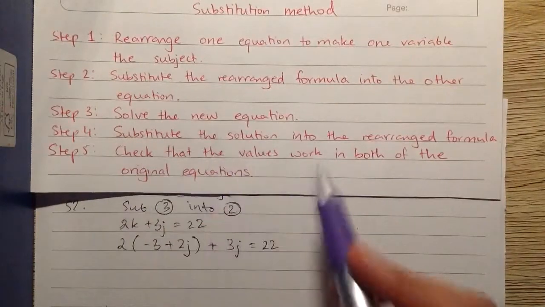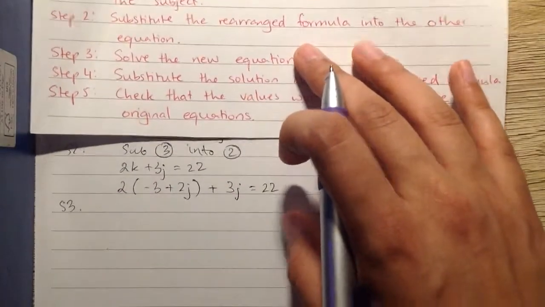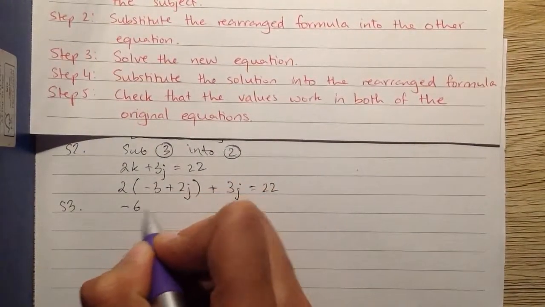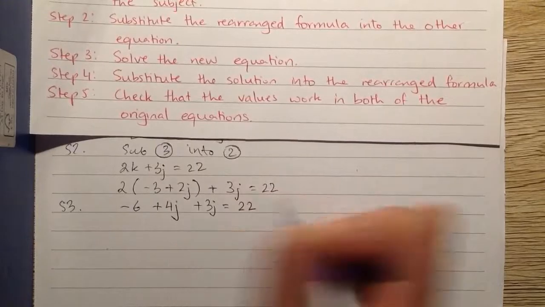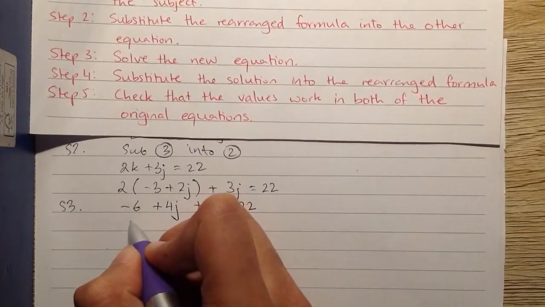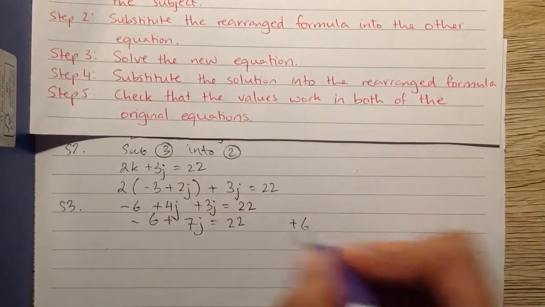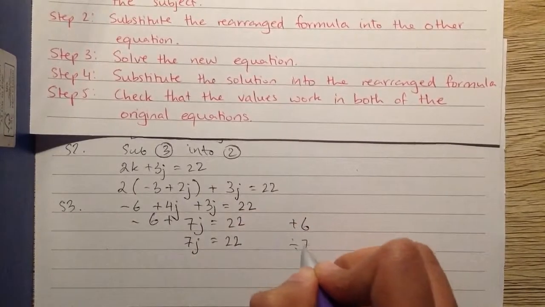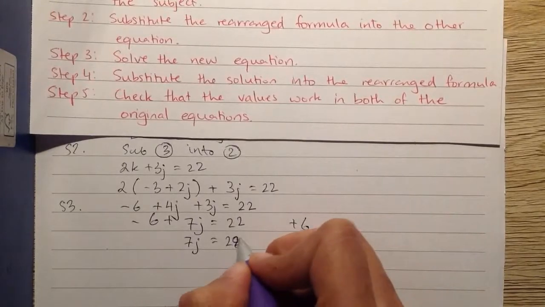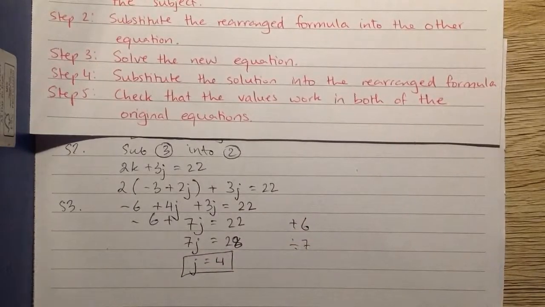And then the next step, we want to solve the new equation. So step 3, 2 times -3 is -6 plus 4j equals 22. Add 6 to both sides. Divide by 7 on both sides, so j equals 4. Alright, so we have our first variable solution.